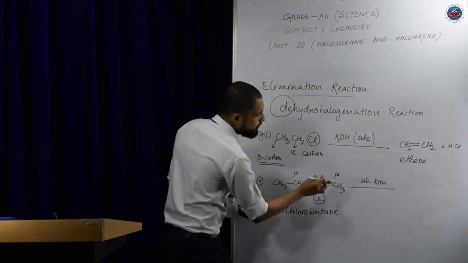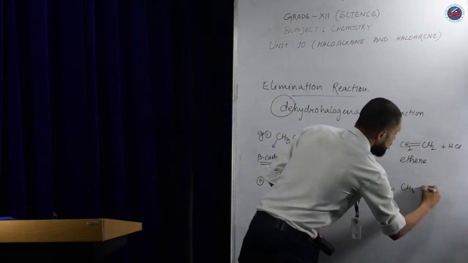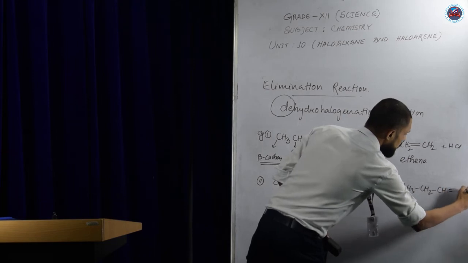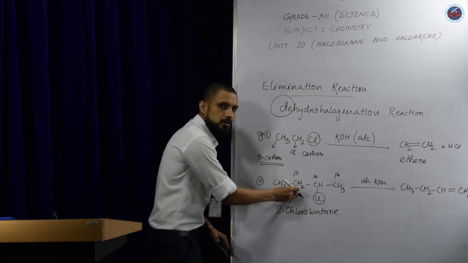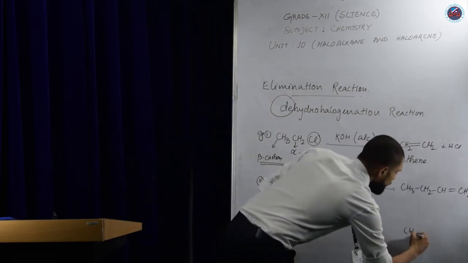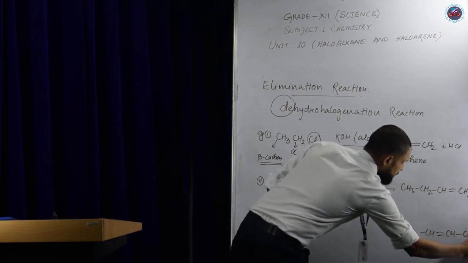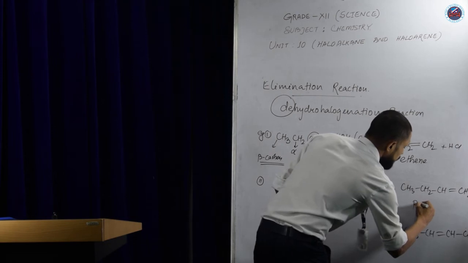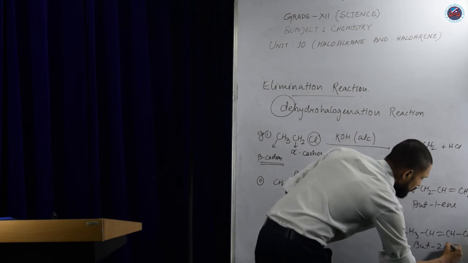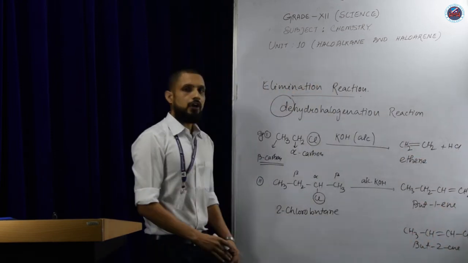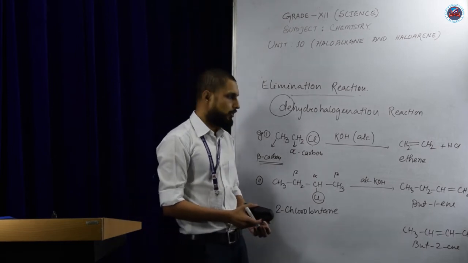Now if we take hydrogen from here, the product formed is CH3, CH2, CH double bond CH2. But if we take the hydrogen from this carbon, the product formed will be CH3, CH double bond CH, CH3. This is but-1-ene, this is but-2-ene. Now here, one of the products will be the major product and the other one will be the minor product.